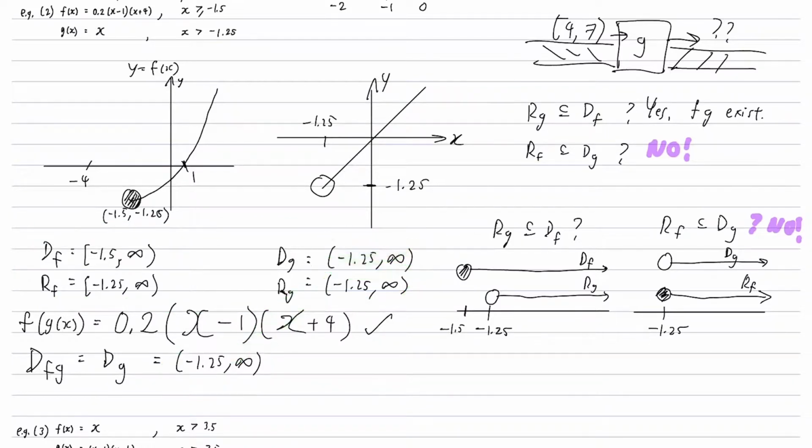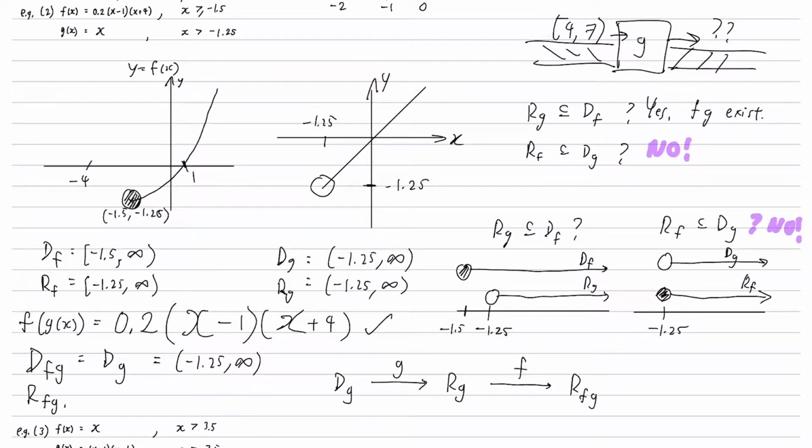Okay, then after that, this is domain. What else we need? Range. So let's find the RFG. How do we do that? Let's do the procedure. So first, the DG, you pass into the inner function G, then you get the range of G. Then you pass into the outer function F, then you get the range of FG.